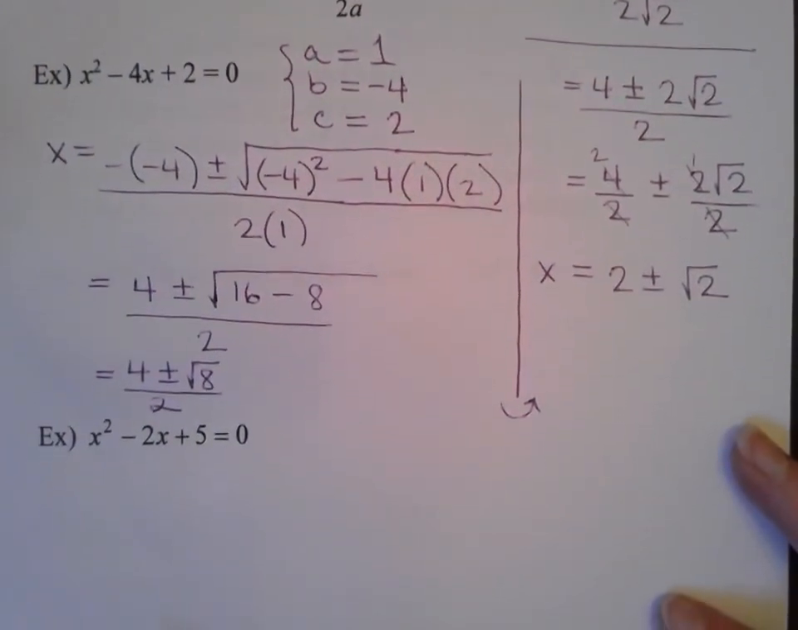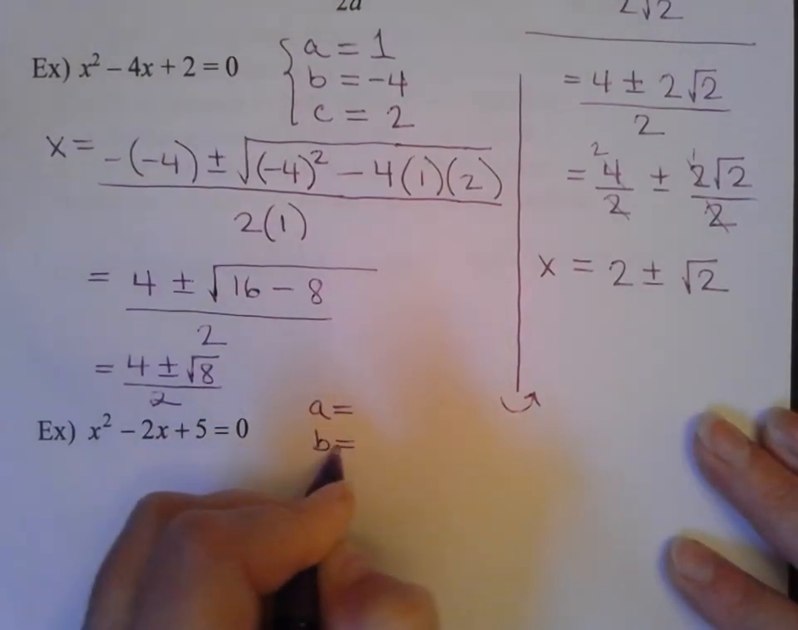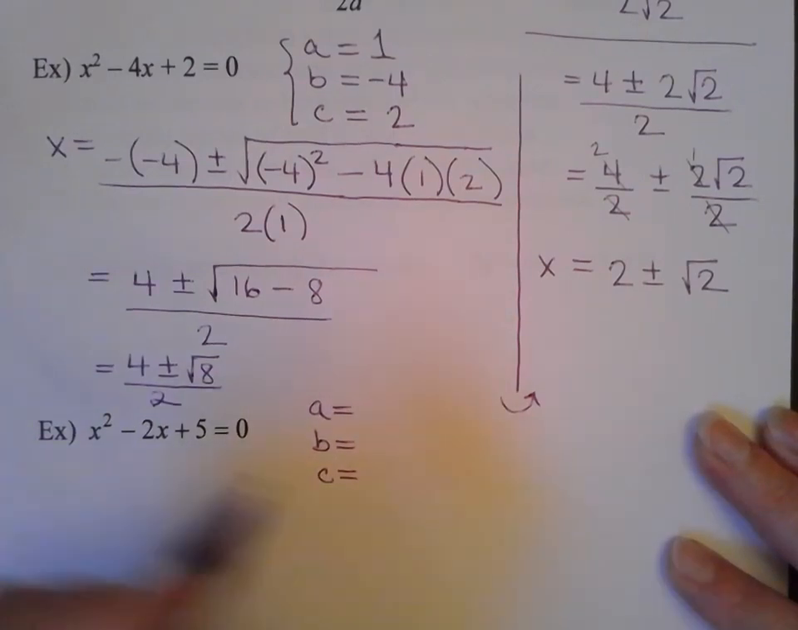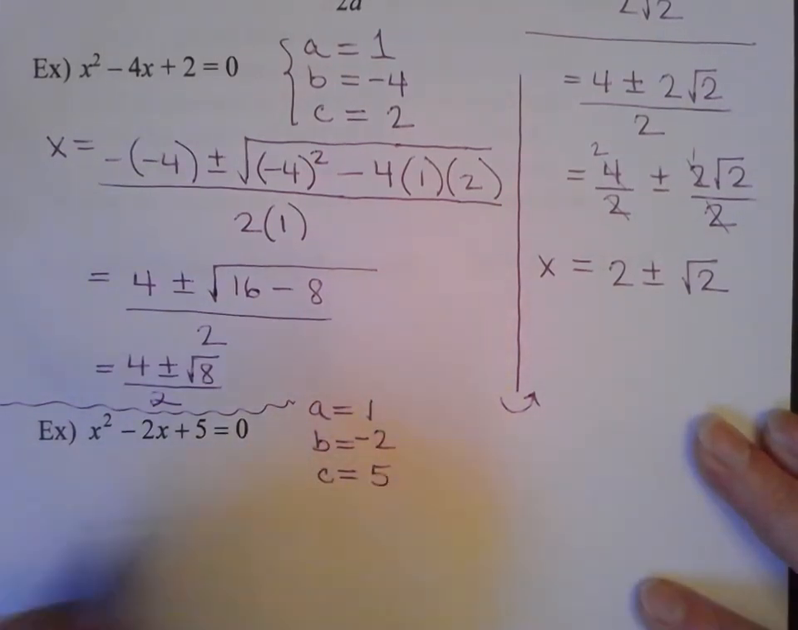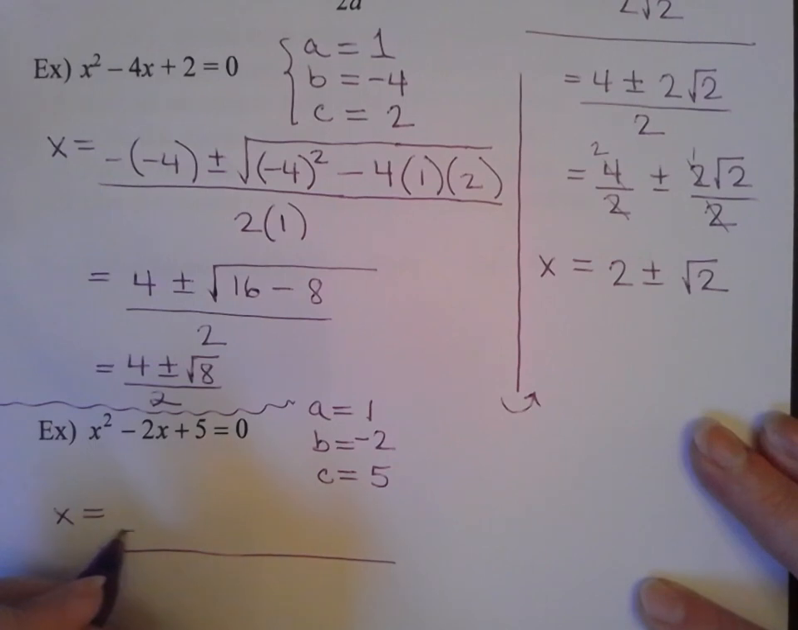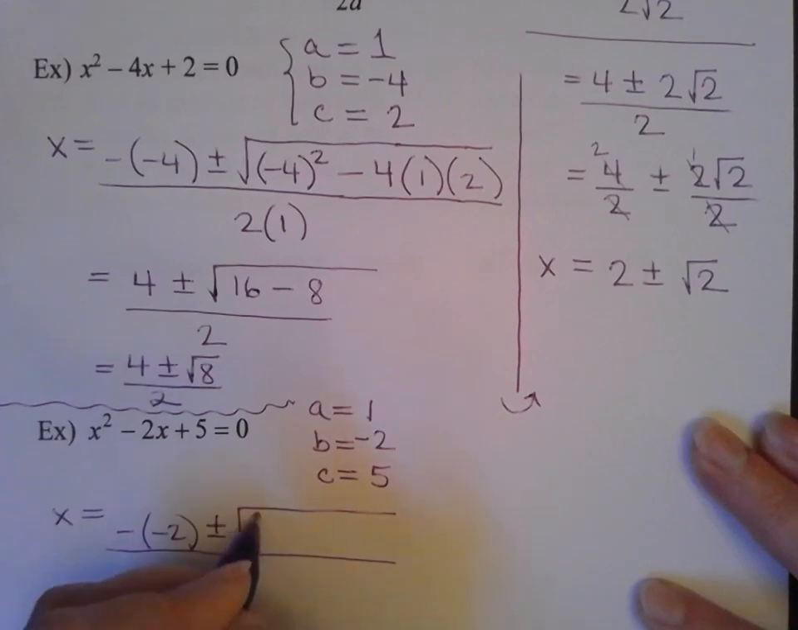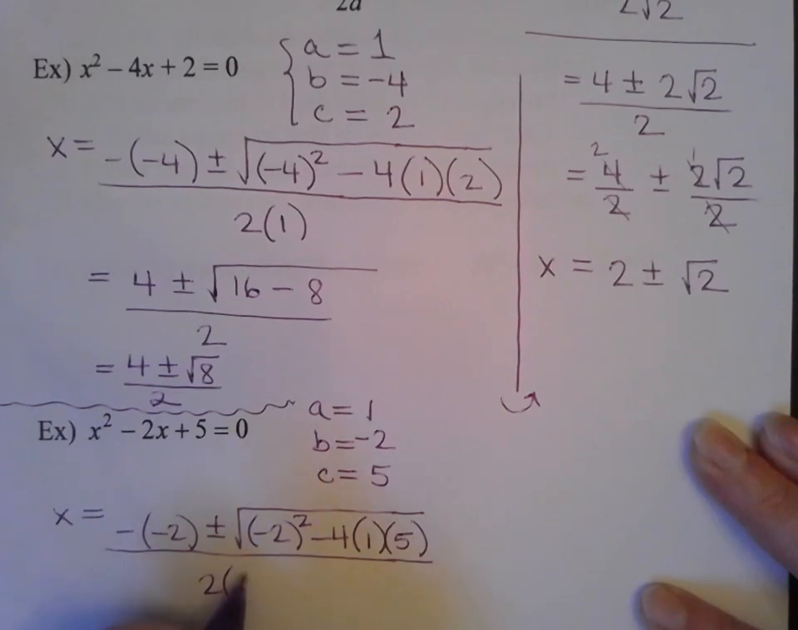All right, let's try one more. Okay, so A is 1, B is -2, C is 5. We're going to put that into our formula. So the opposite of -2 plus or minus the square root of -2 squared minus 4 times 1 times 5 all over 2 times 1.